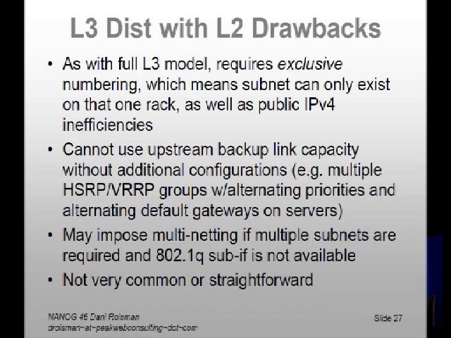This may impose multi-netting. If you come back and you say, you know what, I actually want to have a few different subnets in this rack. Well, since you only have one physical interface, you may need to do multi-netting, have multiple subnets available on that interface of distribution. Otherwise, you can also get around that by doing .1Q sub-interfaces, layer 3 sub-interfaces down towards your rack switch.